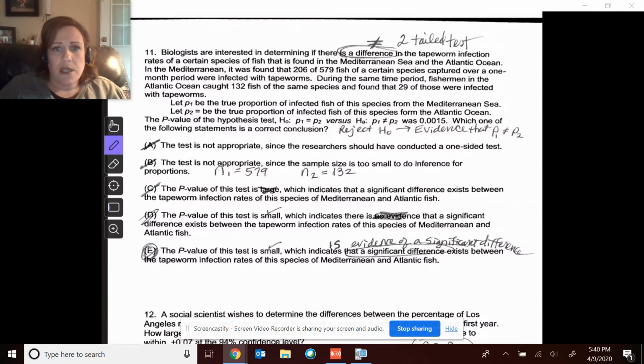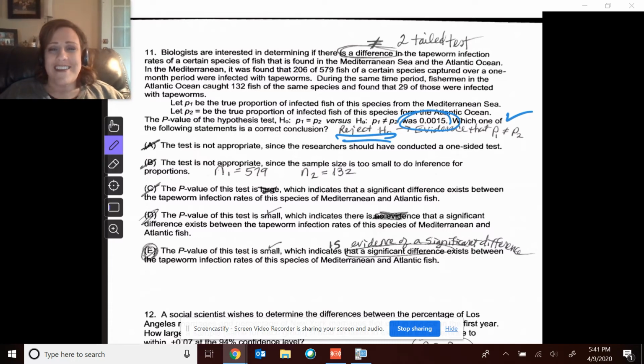So here we go. We've got the 2-tailed test, the difference between them. Which is a correct conclusion? P-value, 0.0015. If I have a p-value of 0.0015, then you're going to reject the null hypothesis. So I'm going to reject the null, therefore I do have evidence that they're not equal to each other. Jackson, stop. Okay, so I have evidence that they're not equal. All right, now we just go through these.